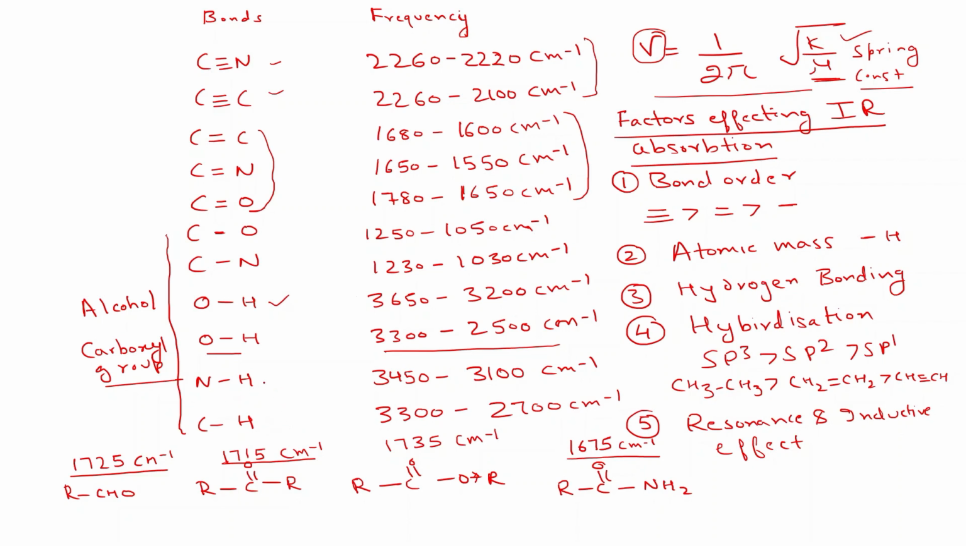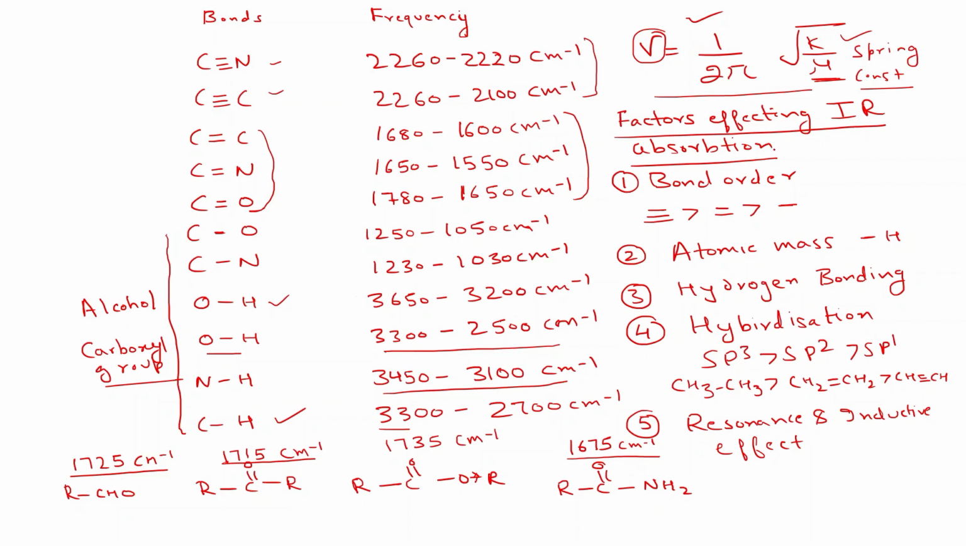But since NH is less polar, it vibrates at a lesser frequency, that is, the bond is weaker. Whereas CH is still less polar, so it vibrates at a still lower frequency, that is 3300 to 2700 centimeter inverse. So this way, from this formula we can predict the strength of the bond and also the intensity of the IR radiation which is being absorbed by the bond.